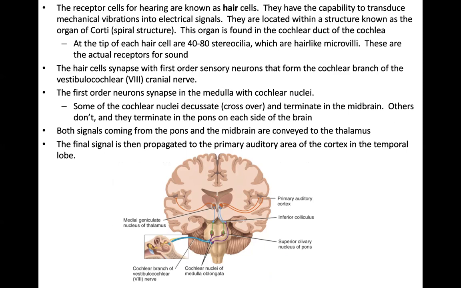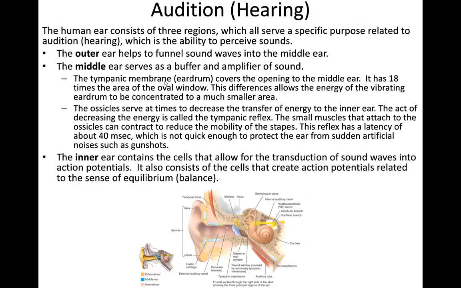These hair cells are just like those taste cells that I just talked about, in that they are not neurons, but they do synapse with first order sensory neurons, which form what we call the cochlear branch of our vestibulocochlear cranial nerves. Remember, the vestibulocochlear cranial nerves, number 8, we learned in our last unit, are the nerves that supply our ears. The cochlear branch is the branch that's connected to the cochlea. The vestibular branch is associated with the vestibule, hence the names.